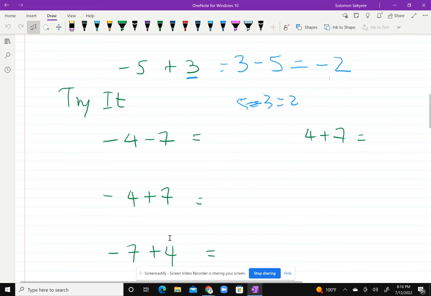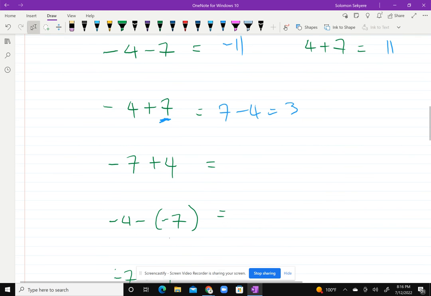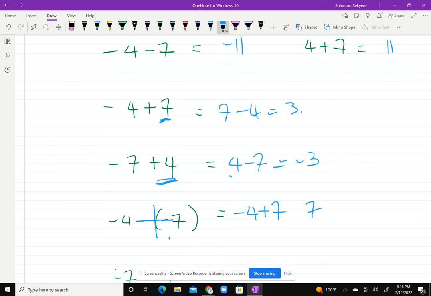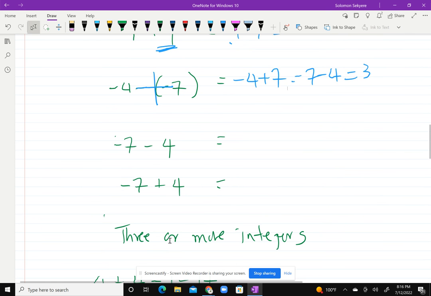So here are your answers. This is 11. This is negative 11. For this one, I write my positive number first: 7 minus 4 equals 3. I write my positive number first: 4 minus 7. 7 minus 4 equals 3, so 4 minus 7 is negative 3. Negative 4 minus, and then I make it a plus, it becomes negative 4 plus 7. I write 7 minus 4 equals 3. Okay, this is negative of what? 7 plus 4, negative 11.